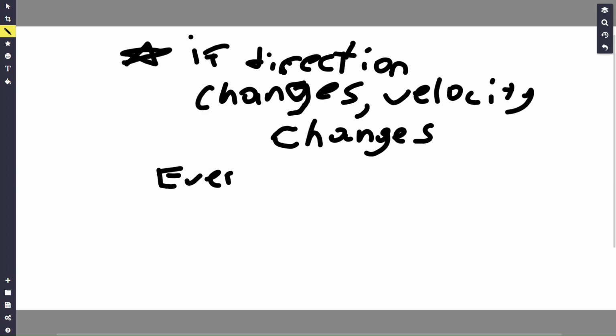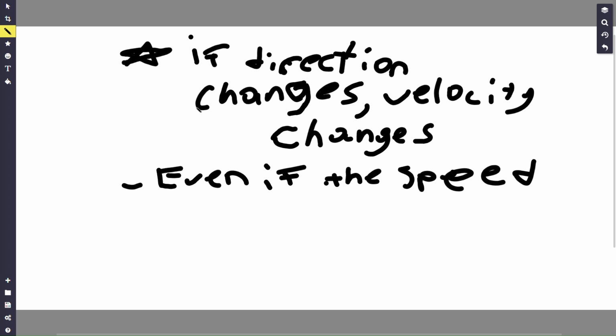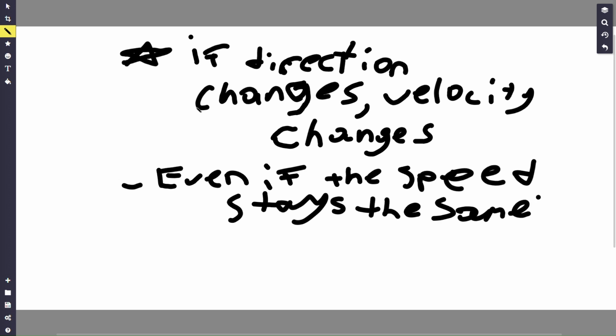even if the speed stays the same. So just to recap, this is a major thing about velocity. If the direction changes, so does the velocity, even if the speed stays the same. Now I'll give you an example.